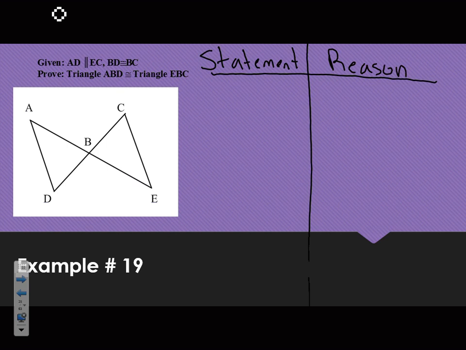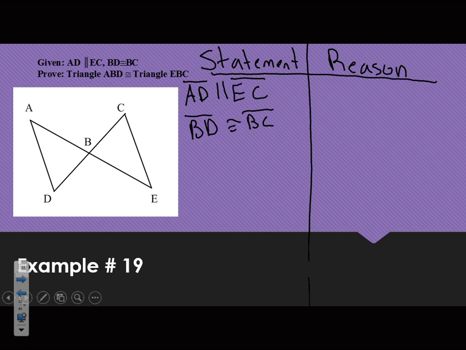Now, statement, once again, I'm going to start right away with my given. So I'm given that AD is parallel to EC. I'm also given that segment BD is congruent to segment BC. So I have to put in that information that was given to me. AD is parallel, and we're going to show parallel, remember, by little arrows, to BC. And then we know that BD is congruent to AC.